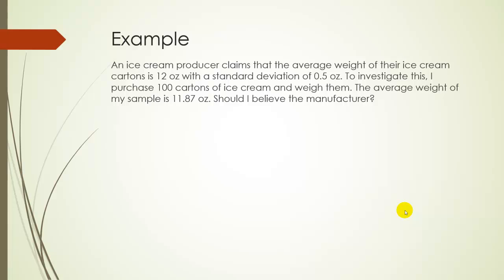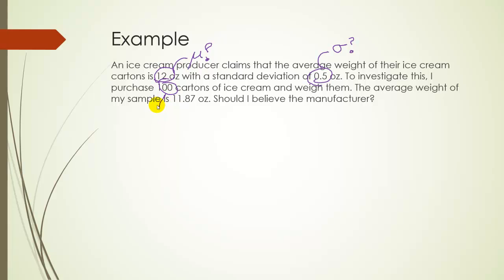So first off, let's pick out the important symbols. Let me get my marker out. Let's use purple. All right, so here we see that the manufacturer claims the average weight is 12 ounces. So this is what the manufacturer is claiming mu is. We don't really know if that's true, but that's what they're claiming. Here we see the standard deviation is ½ an ounce. So again, that's what the manufacturer is claiming sigma is. Okay, so I purchased 100 cartons.